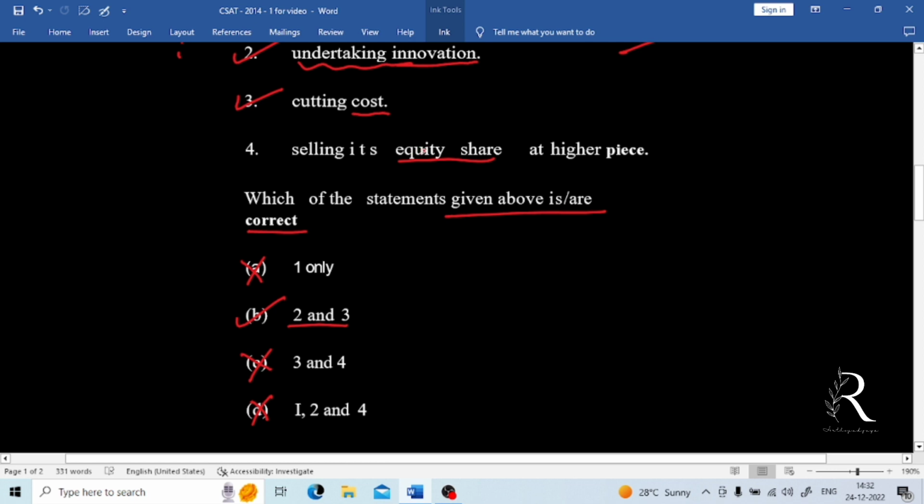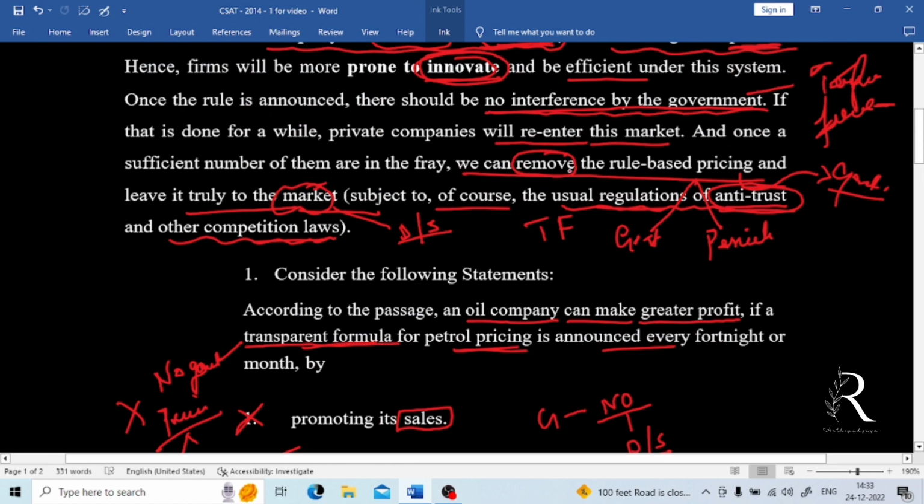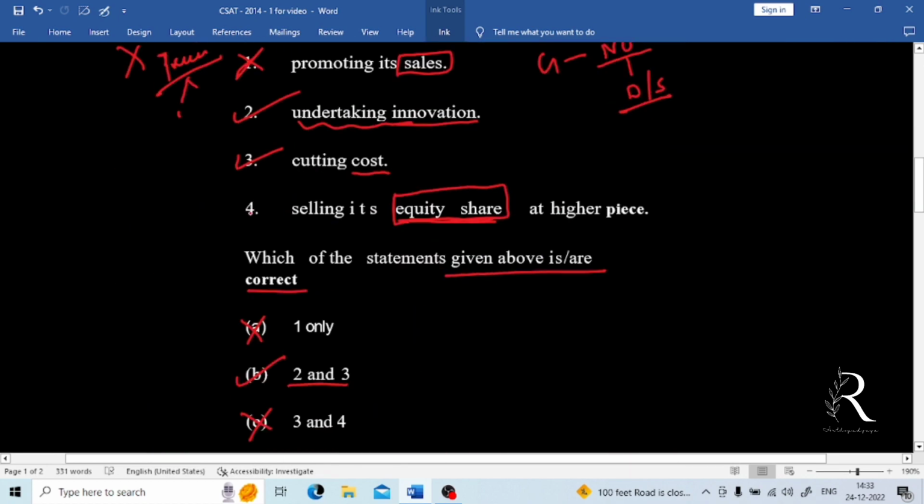Where is the question of equity share, man? Did we discuss equity, shares, or the stock market anywhere in the passage? This keyword is not there at all. My duty is to read the question first, underline the keywords in the question, go to the passage and search whether the keywords are there or not. If the keyword is not there, then it is a wrong statement. If the keyword is there, that is a right statement.